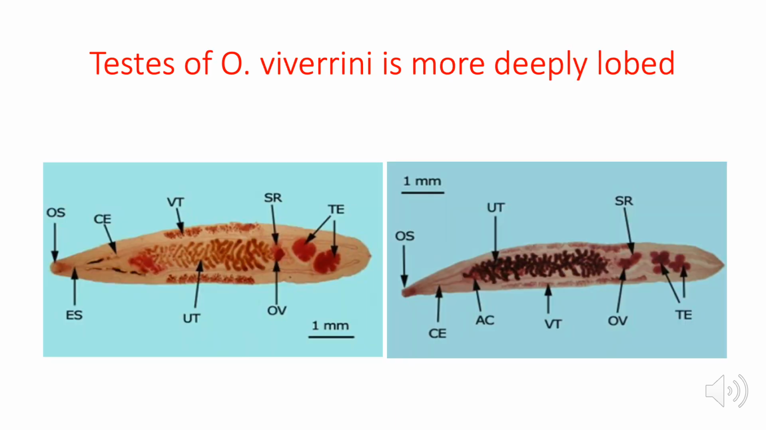So the problem now is, how will you identify if the Opisthorchis adult worm you're looking at is Opisthorchis felineus or Opisthorchis viverrini? You have to check the testis. If the testis is deeply lobed, just like the worm on the right side of the screen, then that worm is Opisthorchis viverrini.